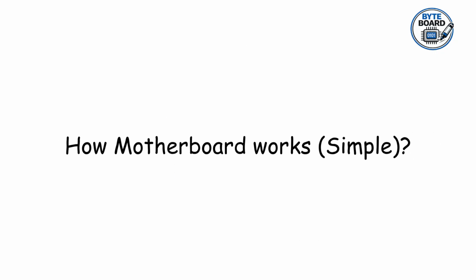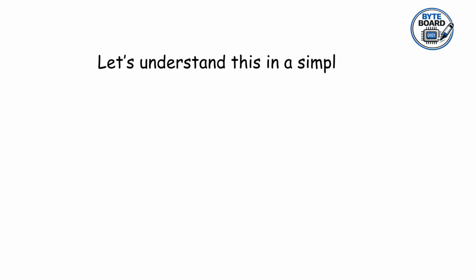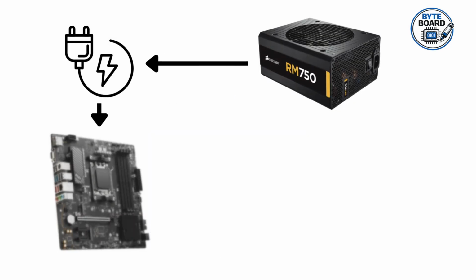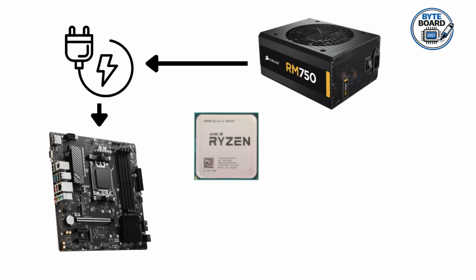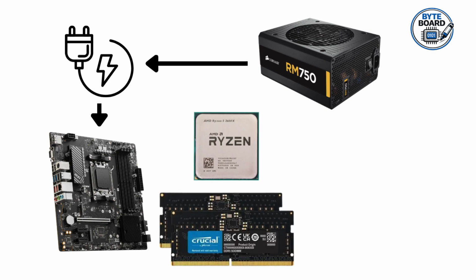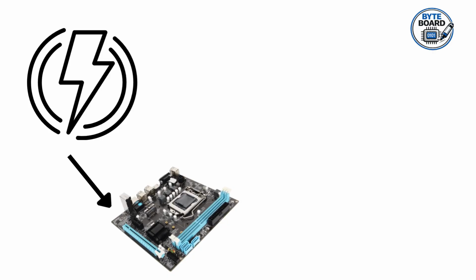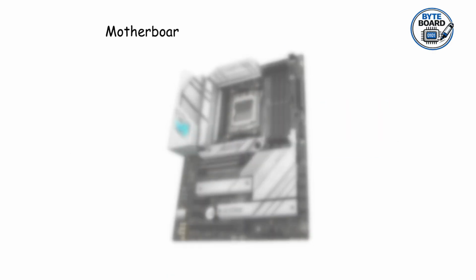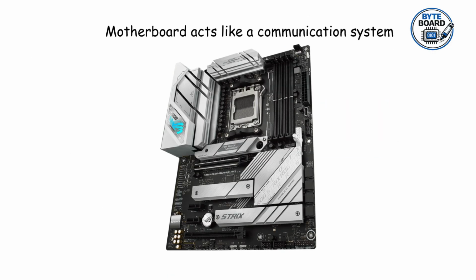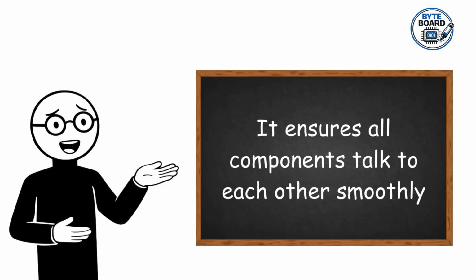How does a motherboard work? Let's understand this in a simple way. When you turn on your computer, power comes from the PSU. The motherboard distributes power to all parts. The CPU starts processing, RAM loads data, and storage provides files. So the process is power, motherboard, CPU, RAM, storage. The motherboard acts like a communication system. It ensures all components talk to each other smoothly.